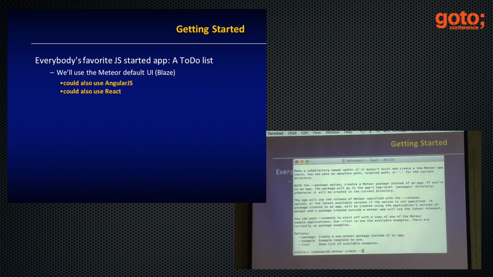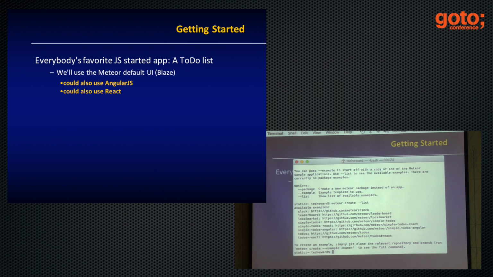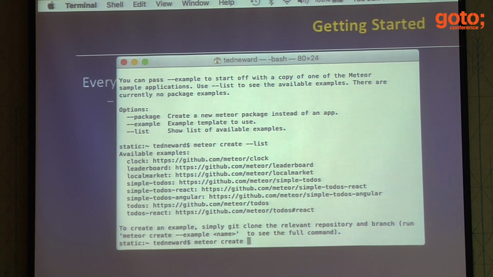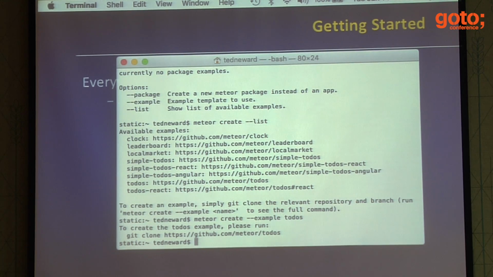Meteor create. Let me go get a list of all of the examples that Meteor will let me install right straight from here, because that's one of the easiest things to do: grab one of the example apps and start poking around with that. Oh, wow. There's like 8 of them. This is pretty cool. So let me do this. Meteor create example to-dos. To which it responds, yeah, go git clone it.